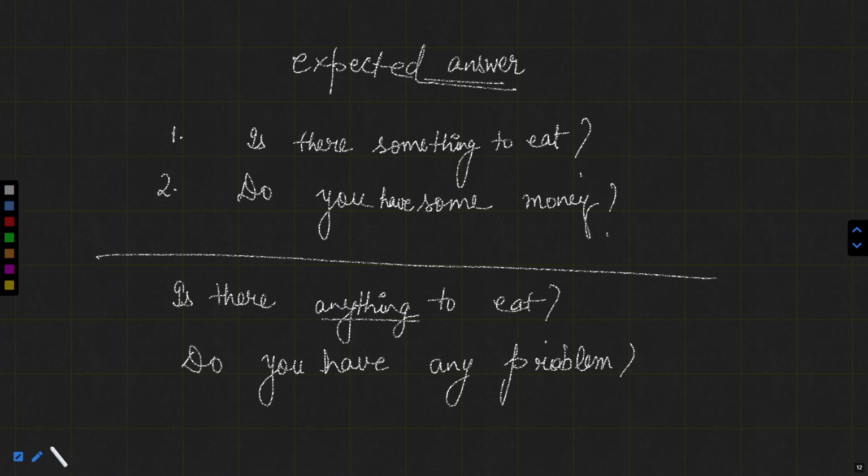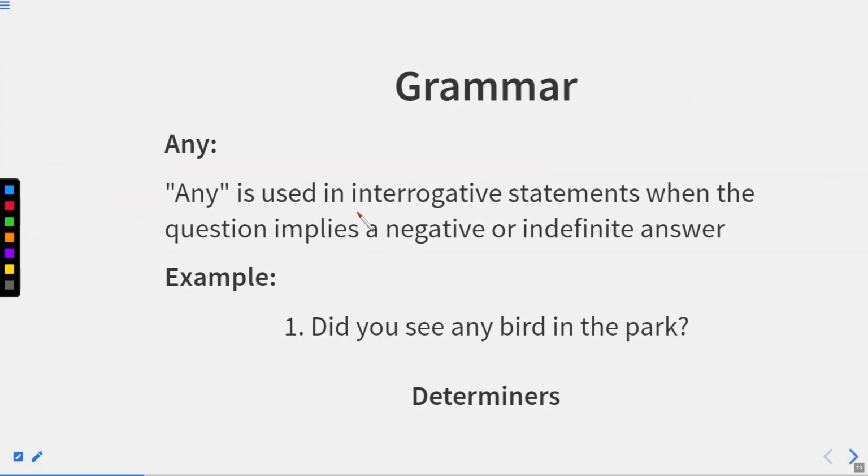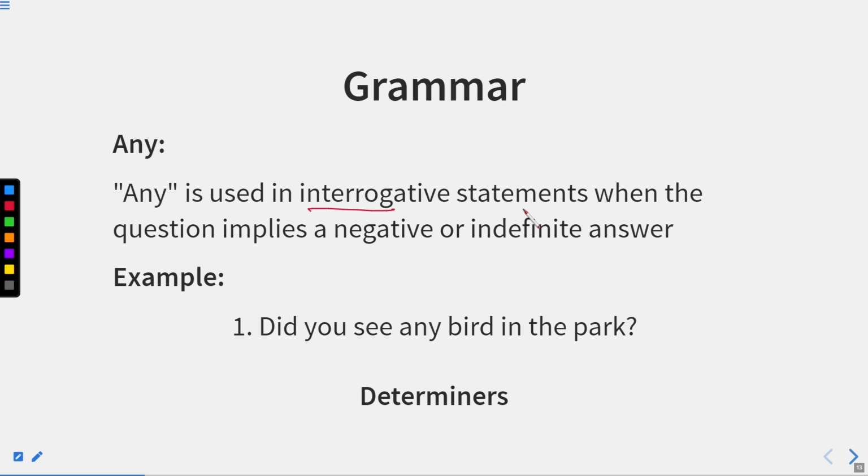Well, let us get back to the slides now. Any is used in interrogative statements when the question implies a negative or indefinite answer. Did you see any bird in the park? Now, if I say, did you see any bird in the park? Maybe possible I also am not able to see any bird over in the park, and I'm asking another person, did you see any bird? It means I know that there was no bird, and I'm asking him only for the formality.